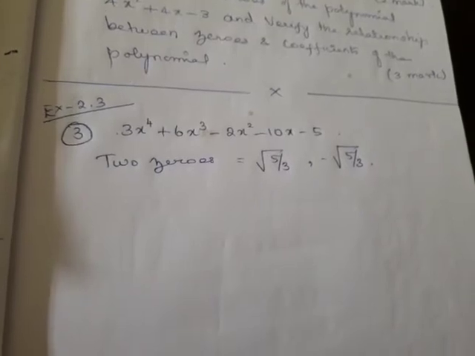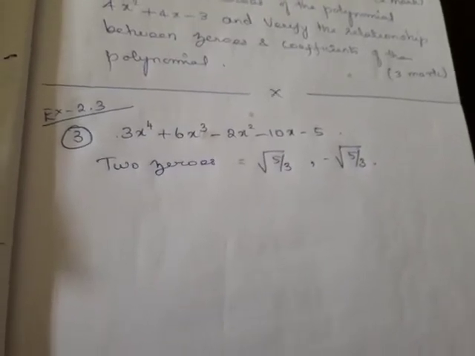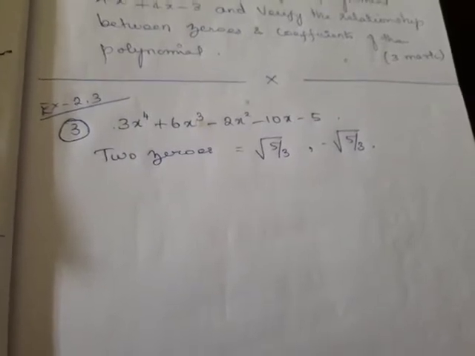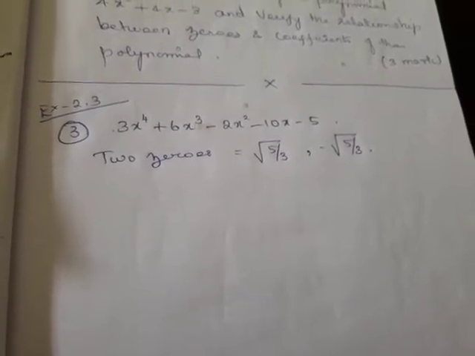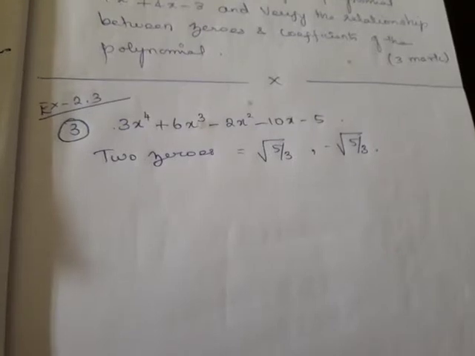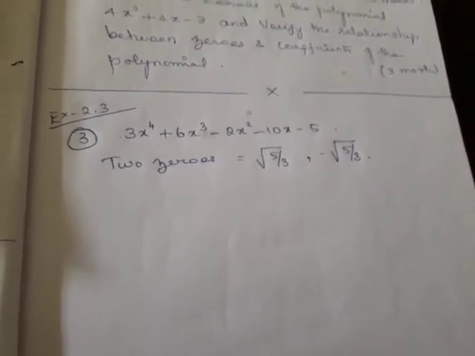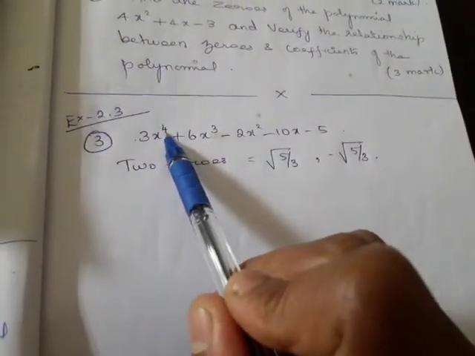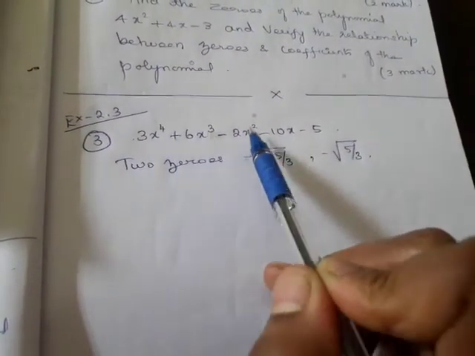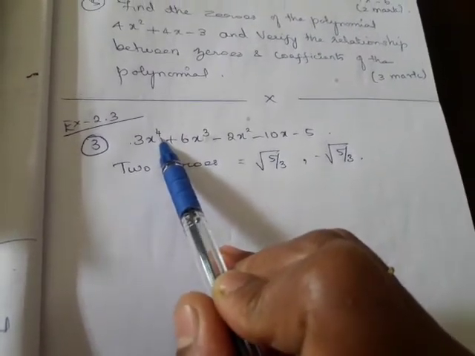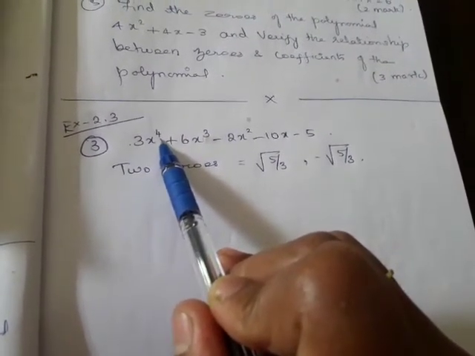So here I wish to recall how many zeros a particular polynomial can have. It depends on the degree of the polynomial. What is meant by degree? Degree means the highest power. Here, which is the highest power? Here x power 4, 3, 2, 1, right. So, which is the highest power? 4. So, this is a fourth degree polynomial.